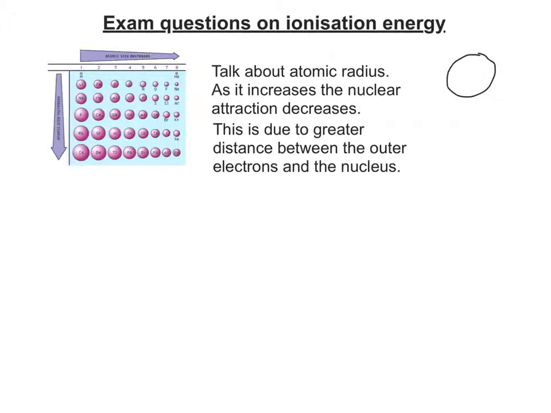So if we have a small atom, and the nucleus in the middle, an electron in the outer shell, you have a small distance. With a big atom, nucleus in the middle, electron in the outer shell, bigger distance.